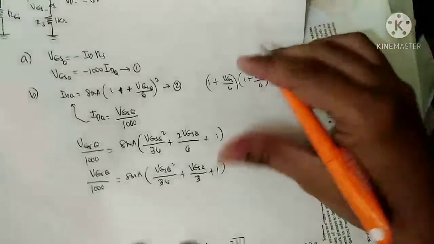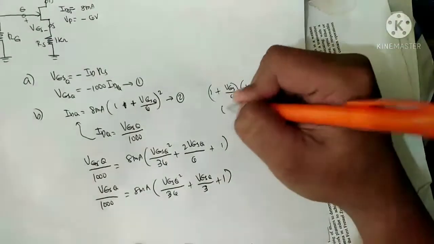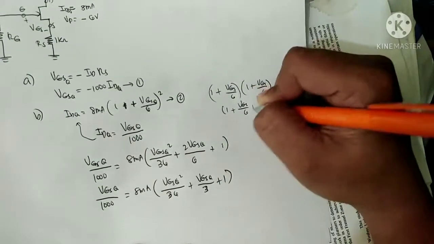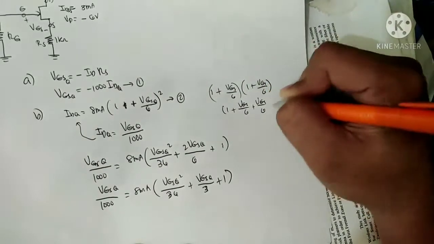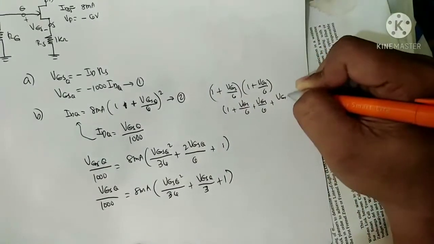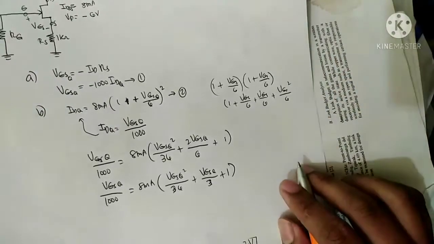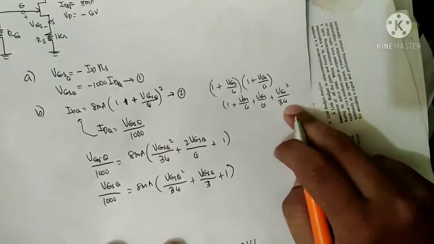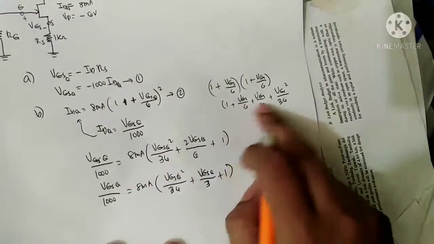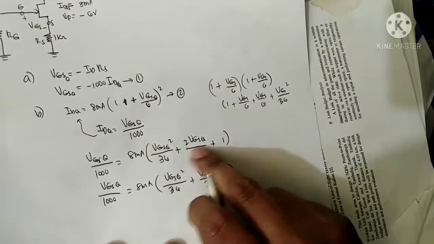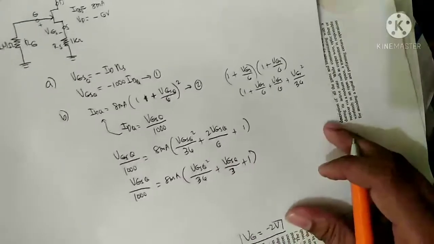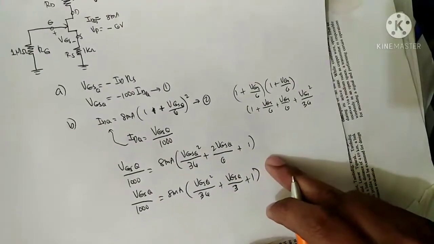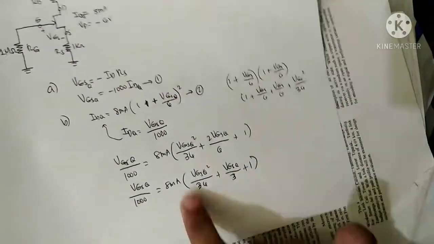So this is 1 times 1, this is 1 plus 1 times VGS over 6, then VGS over 6 times VGS squared over 6. That's it. This is VGS squared over 36. Then you add them up, so this is 2 VGS over 6, then the 1. That's how I come up with these values.